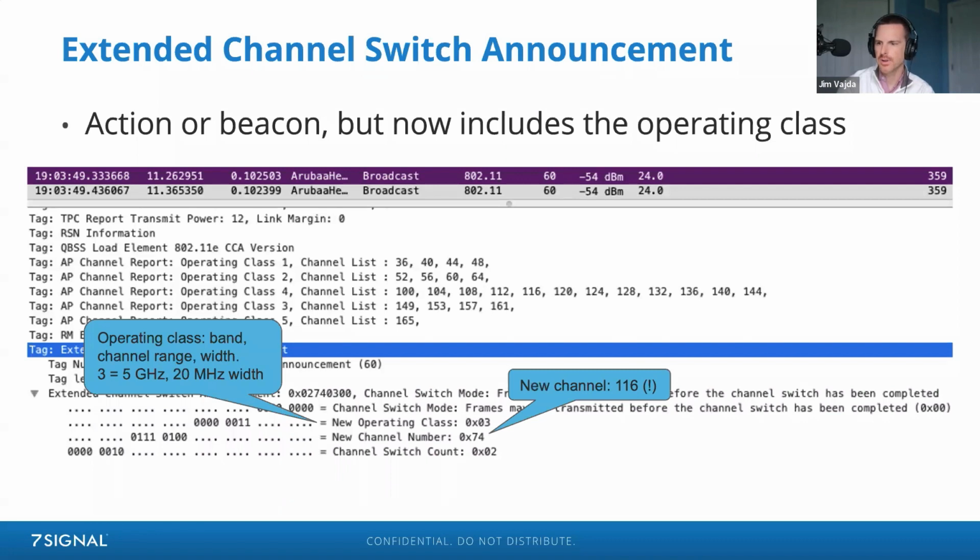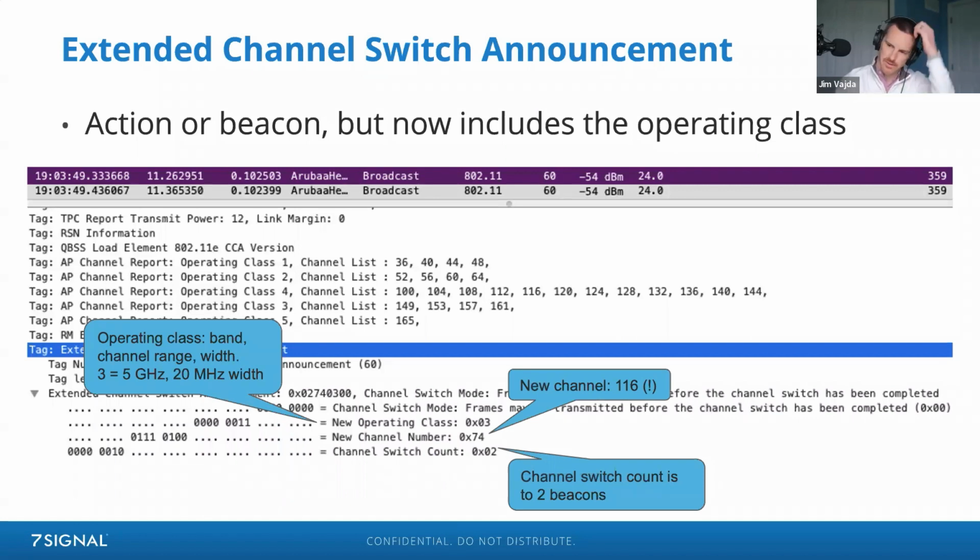And you can see we're going to channel 116, and we're going to go there in 2 beacons. So one of the things that you might note here is we're moving from one DFS channel to another. We're going to 116, which is another DFS channel. That's a little bit of a concern because moving to a new DFS channel means observing that 60-second silent period again. So this AP is telling clients, I'm going to this new channel in 2 beacons, about a quarter of a second. But also, I'm going to be silent for 60 seconds on that channel before I start operating.